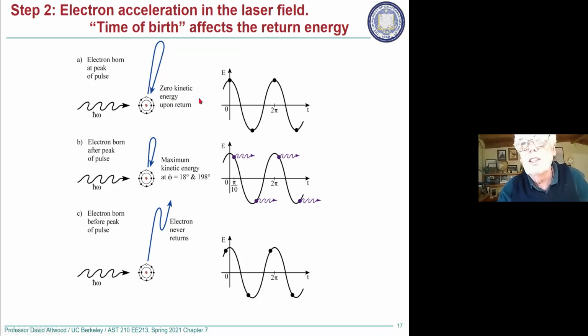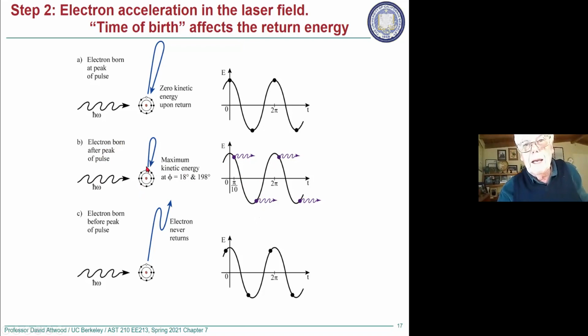But there's an initial value problem that needs to be solved here, okay? A second case is if the electron is born after the peak of the pulse, just a little bit after it, and this happens, by the way, twice per cycle. So when the electric field is pointing up, and when the electric field is pointing down, if you go just past the peak a little bit, then you get maximum return kinetic energy.